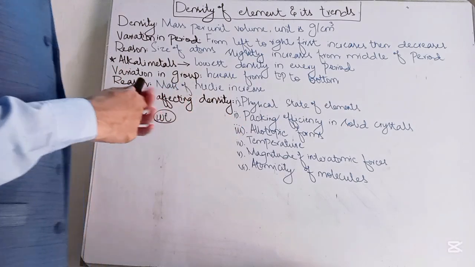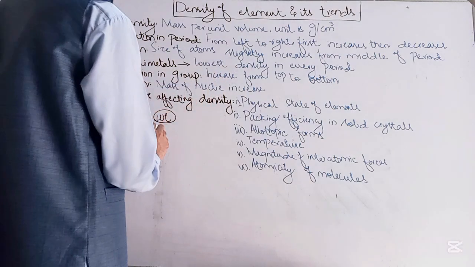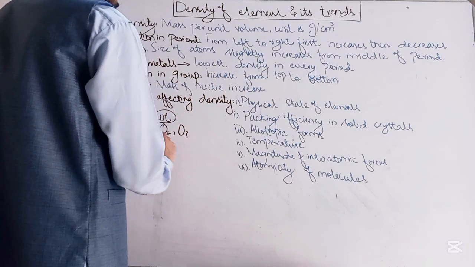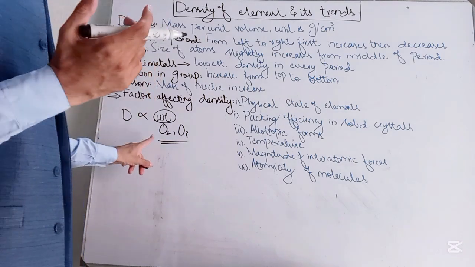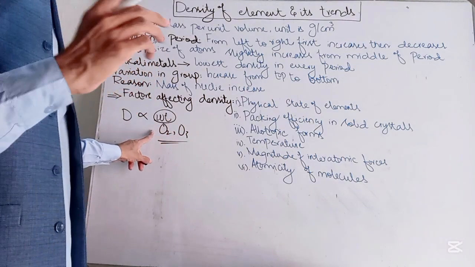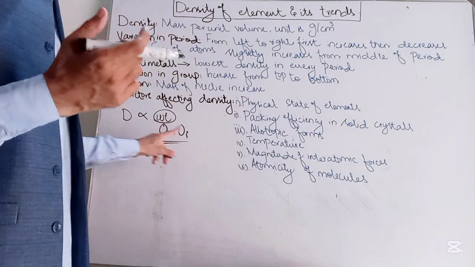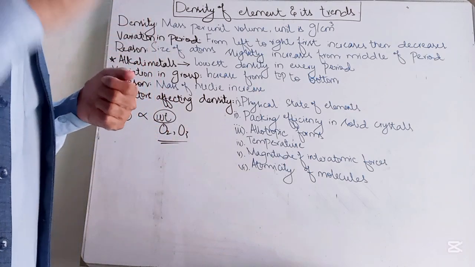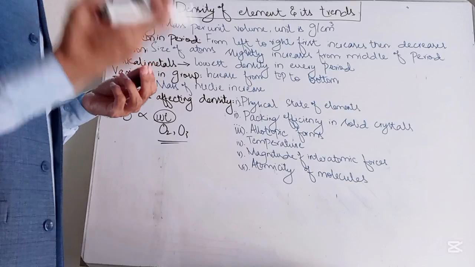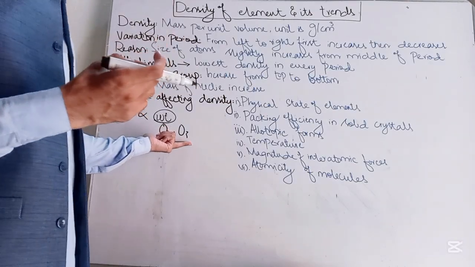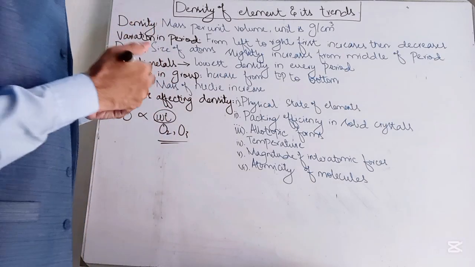And the last one is the atomicity of the molecules. Atomicity is basically the number of atoms present in a molecule, for example O2 and O3. Here, the same element is present in two different forms, and the number of atoms is different in both these forms. So the size of the atoms would be different in both these forms, and thus the density of the element would be different in both these molecules. So these are all the factors that affect the density of the elements.